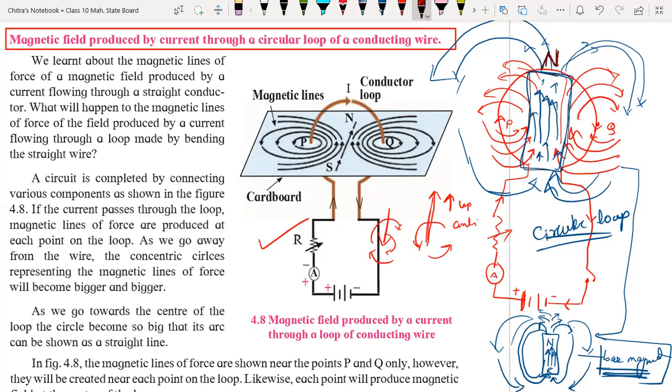It is similar to the north pole of the bar magnet, and the region where the magnetic lines of force end is the south pole. Hence we can conclude that when current is passing through the circular loop, the magnetic field produced will be similar to the magnetic field produced by the bar magnet. That means the circular loop is acting as a permanent bar magnet.